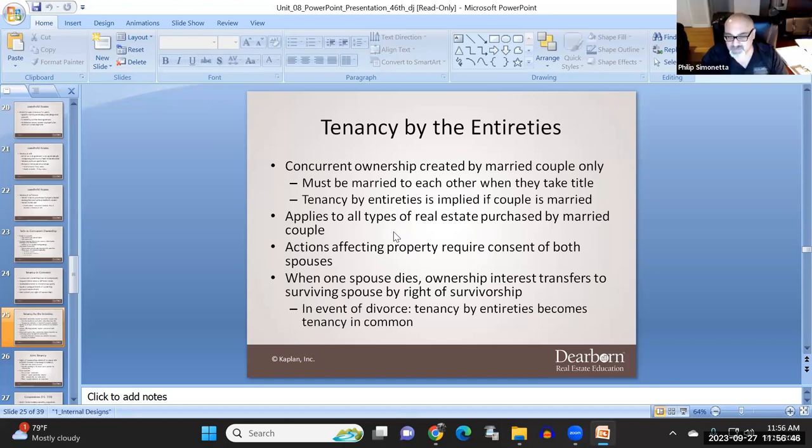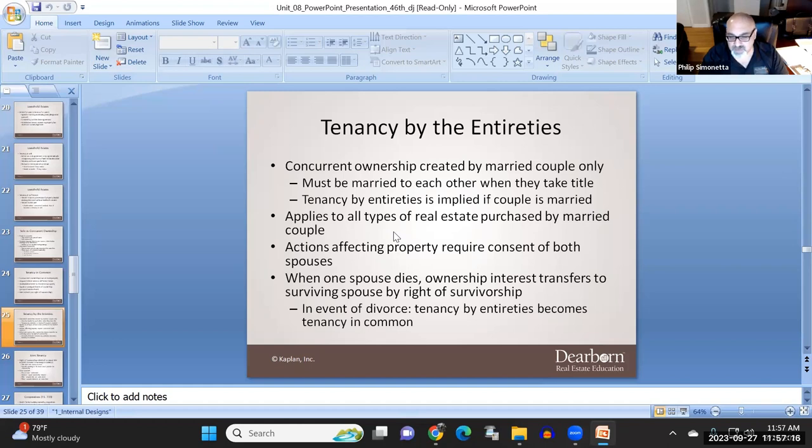Tenancy by entireties is implied if a couple is married. So that couple that I was talking about, if I wouldn't have told the title company they want to have it in tenants in common, they would have assumed and put it in tenancy by entireties automatically because they're married. Does that make sense? Yes. So if you're a married couple, they're going to assume it's going into this unless you tell them differently in the contract. Okay?